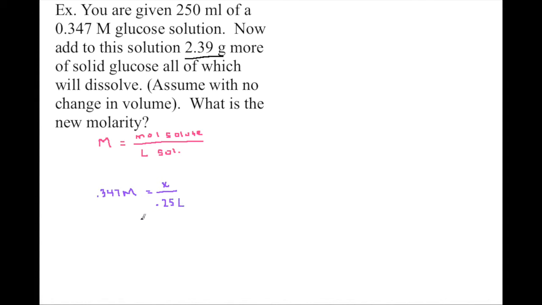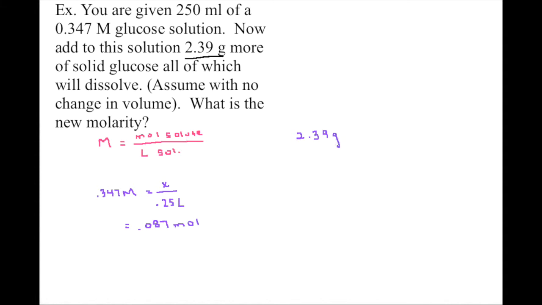So the number of moles I end up getting is 0.08675 moles, so I'm going to round that to 0.087 moles, because I want 2 significant figures. Now, that tells me how many moles I started with in the solution. Now that I'm adding 2.39 grams, I can figure out how many moles of glucose that provides.